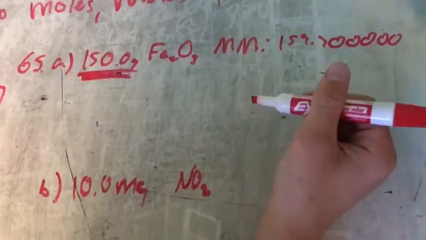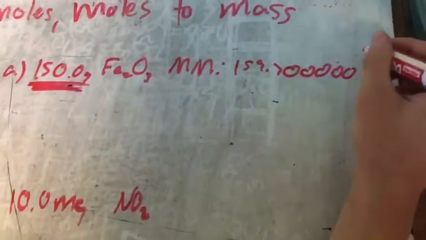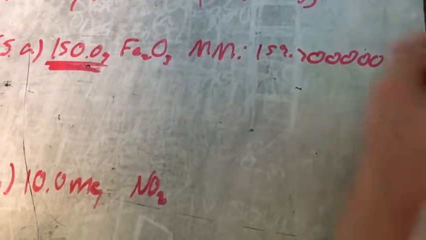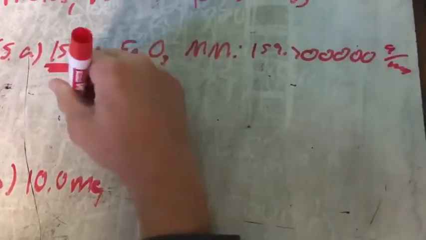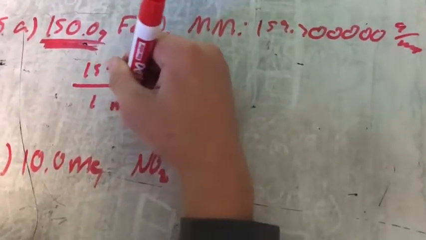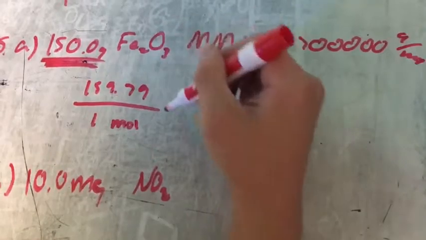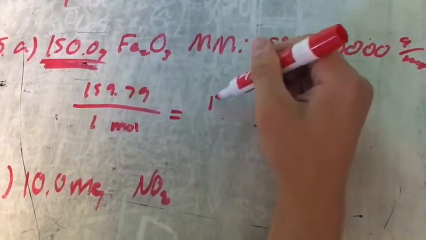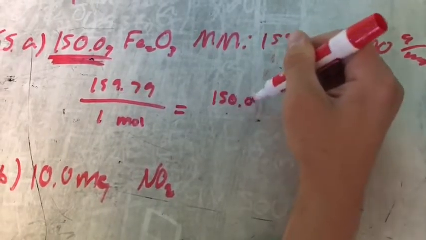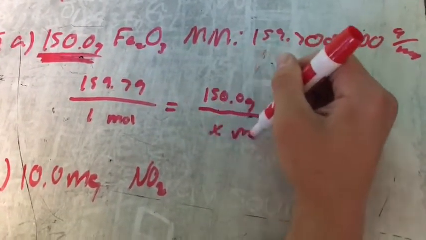So when converting moles to mass and mass to moles, you can always use a proportion. So we know that 159.7 grams are in 1 mole of this compound. So we have 150 grams of this compound over X moles.